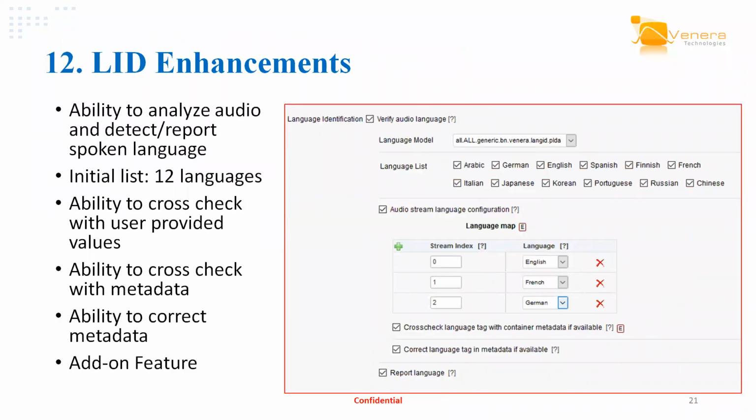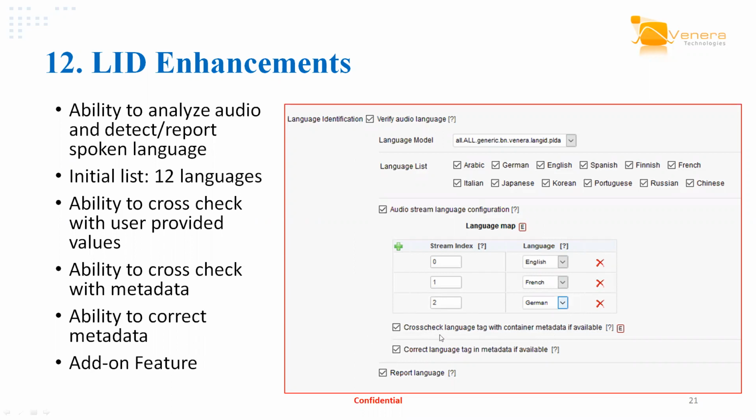The next item I wanted to talk to you about is the language ID enhancement. This actually was added in our last release, but we haven't had a chance to talk about it. It's a really exciting feature in which we're able to analyze the audio and return back the spoken language. We currently support 12 languages, and we can easily expand to many more. Pulsar listens to the audio, determines the language, and can cross-check it with the metadata, or against what the user defines and expects to be the languages of those tracks.